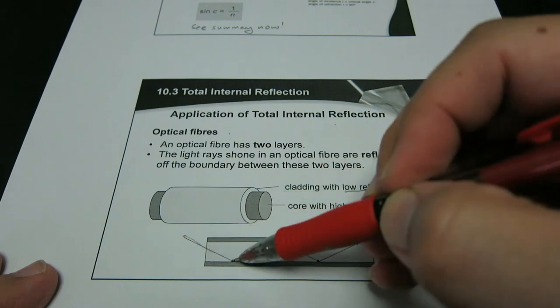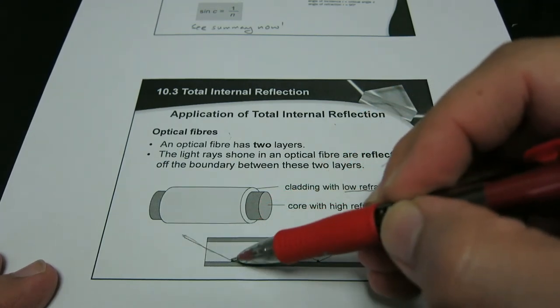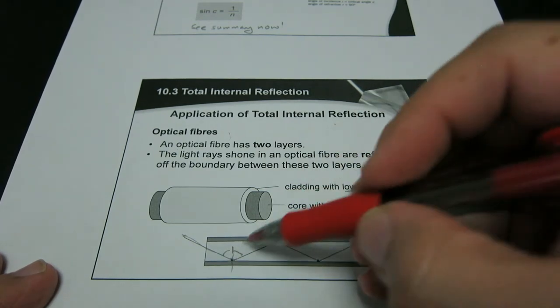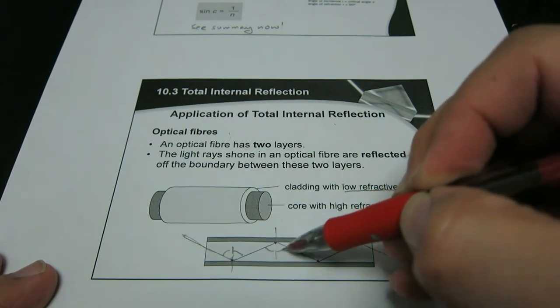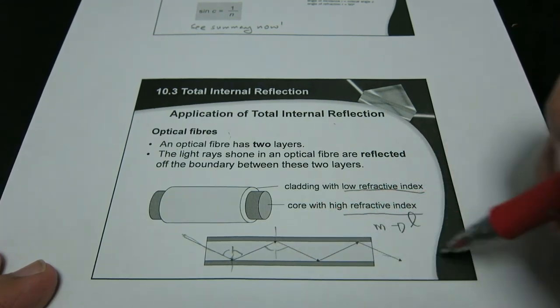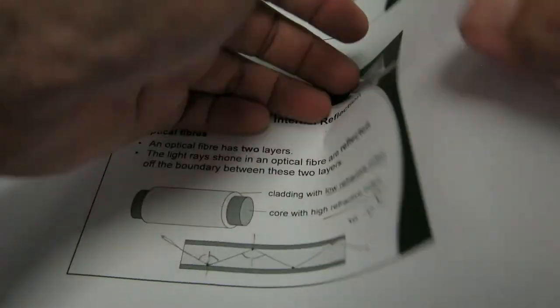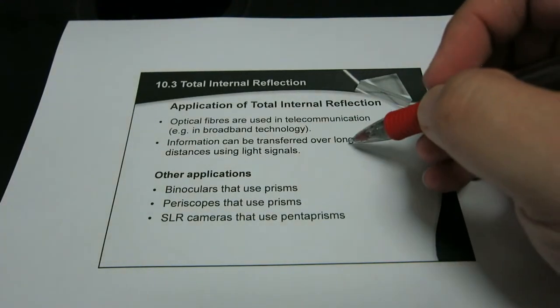They fire a short burst of light, and as it enters, it gets stuck inside because TIR occurs. So I equals R. Then it goes over here, it exceeds the critical angle again, then I equals R. So it keeps on reflecting and then it gets all the way to your house, and you get the signal.